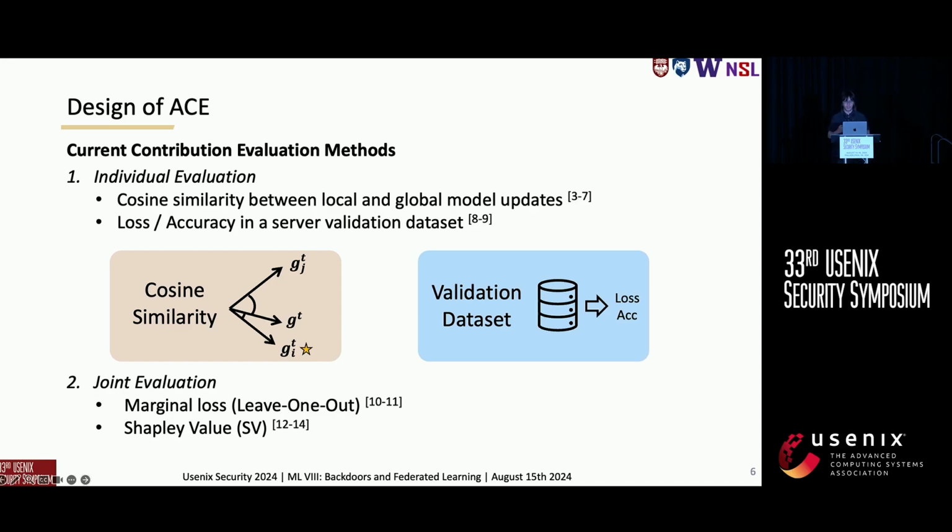And instead of calculating the contribution one by one, we also have some joint evaluation methods, which consider the influence when a certain client is in the group or not. The first one is called marginal loss, or what some other researchers call leave-one-out, that calculates the differences between the client joining and leaving. And another is the Shapley value, which comes from economics, which calculates over every subset of clients and gets the average gain of each client when it joins the group or not.